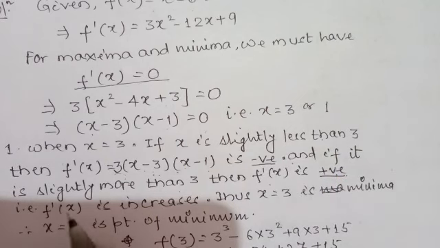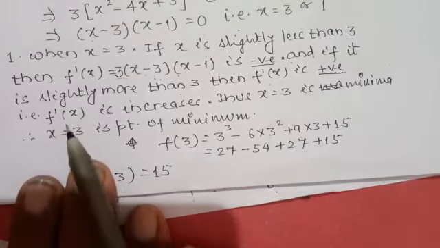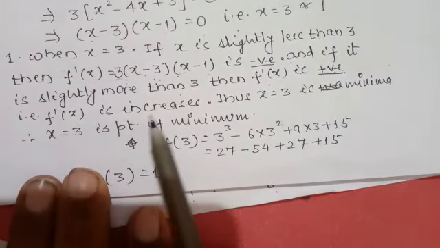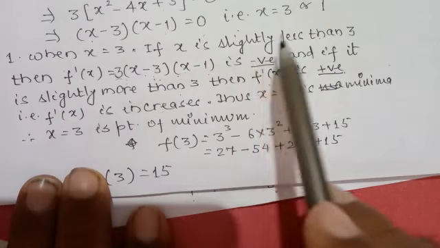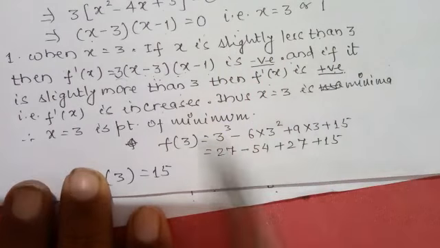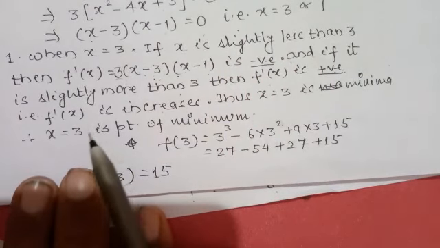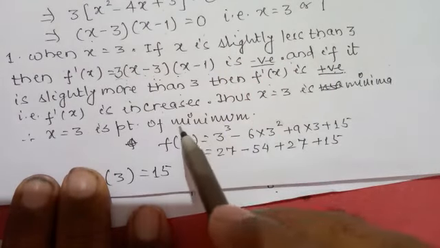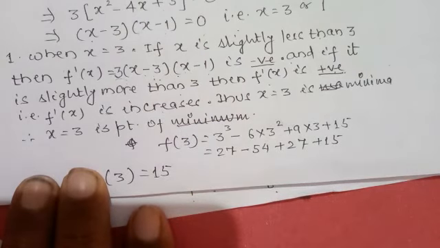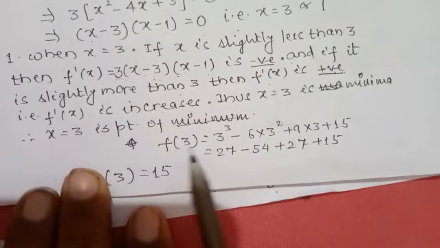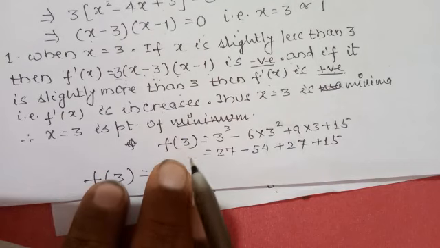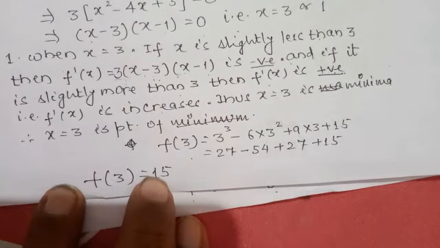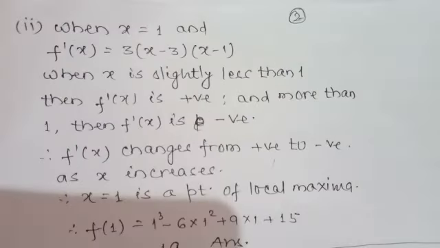So what we see, we see that the value of f dash x increases when x increases from less than 3 to more than 3. So it will give minimum value. That will give minimum value, and calculate f(3), means put x equal to 3 in the given function, its value is 15. Now see the second case.